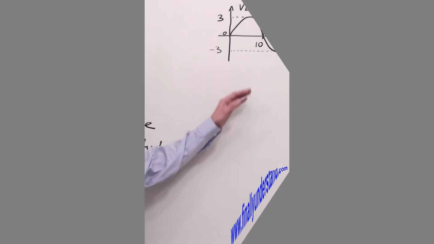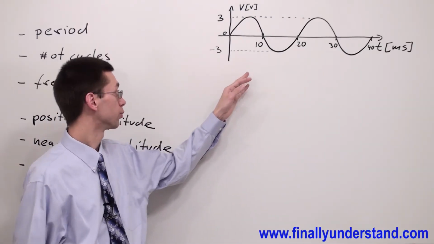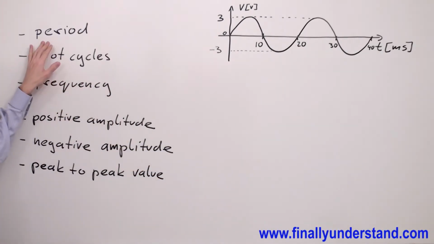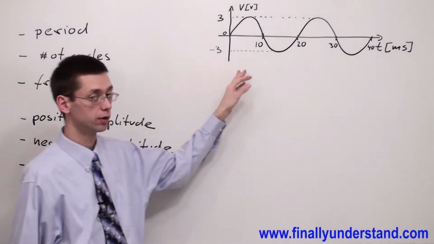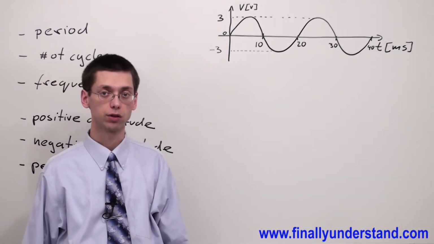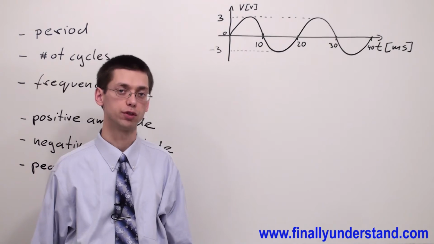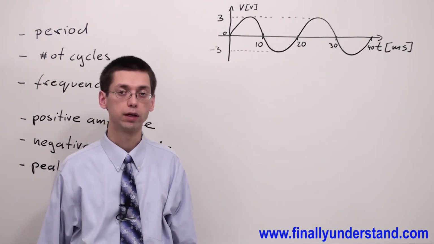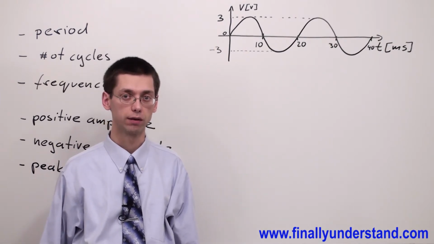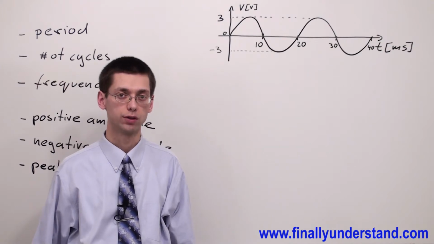Let's take a look at the first periodic waveform. This is nothing else, just a sine wave. We're supposed to find the period of this sine wave. Remember that the period is the time required to finish one full cycle. One full cycle is this part of the wave, which always repeats.